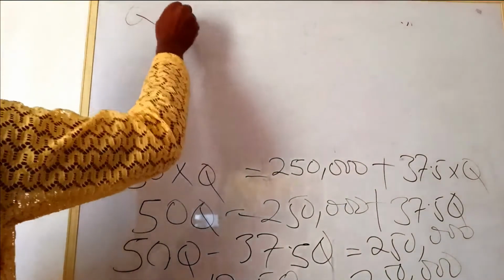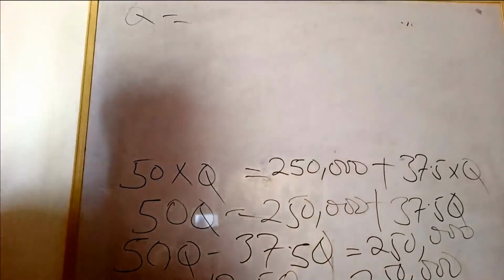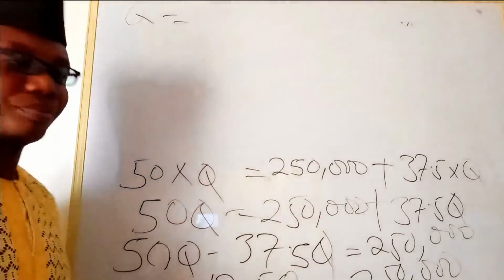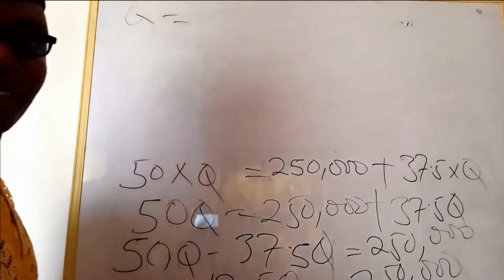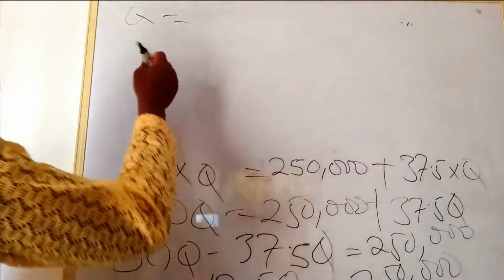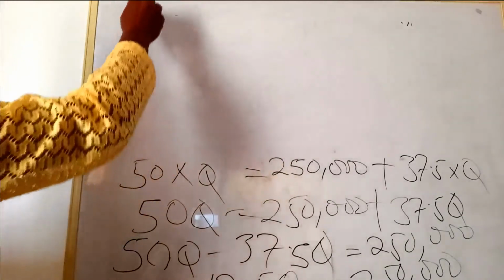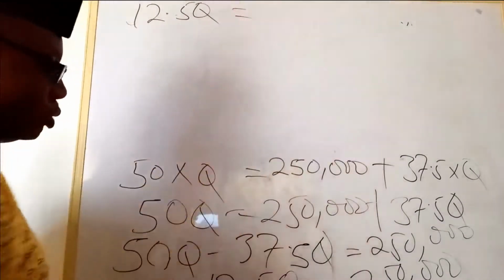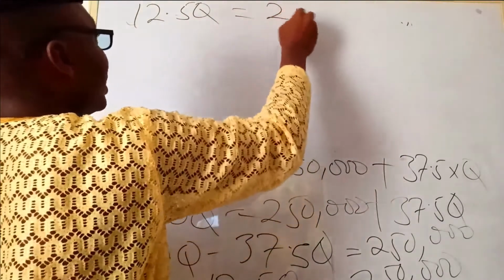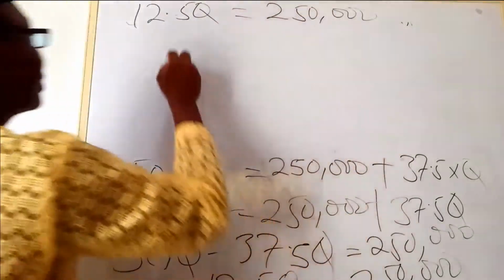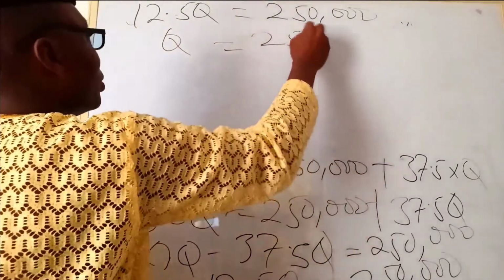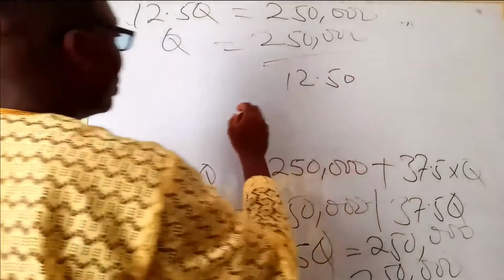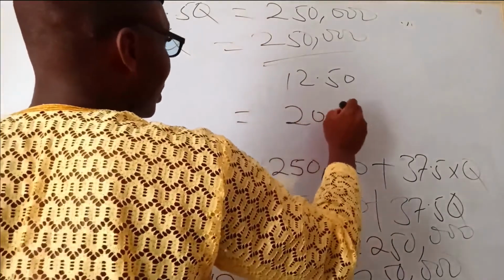Q is equal to, from here, okay, I'm sorry, you can't see the lower part. This is where we are. When you say 50Q minus this, you have 12.5Q equal to 250,000. Q equals 250,000 divided by 12.5. We will have 20,000 units.